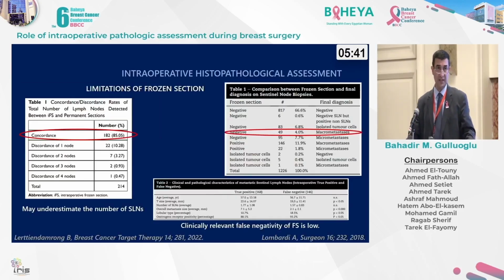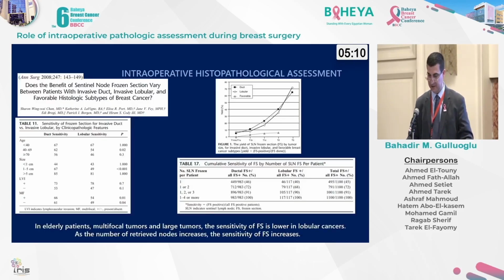So also there's another issue. It may happen to everyone, and I'm sure that it happened to most of you. You thought that you retrieved 2 nodes, and they looked at 2 nodes in frozen section, but the permanent report comes, there were 3 nodes, because as always, when they do the permanent pathology, they find some more small nodes there. So it may have an impact. Maybe there would be 3 or 4 positivity, even in those small nodes may change your treatment in future. But the false negativity is very low, less than 5% in these cases.